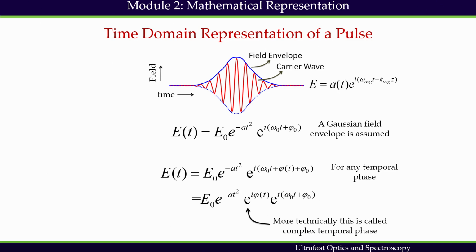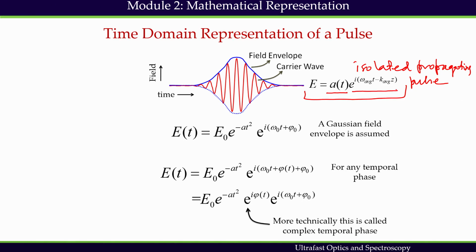However, before we go over the frequency domain representation, we'll closely look at an important feature of time domain representation. Under SVEA, that is slowly varying envelope approximation, if a Gaussian field envelope is assumed, then we can write a pulse as E(t). So that was the general expression of an isolated propagating pulse, where A(t) is the envelope function and this complex part is representing the carrier wave. So A(t) is representing the field envelope and this part is representing the carrier wave.